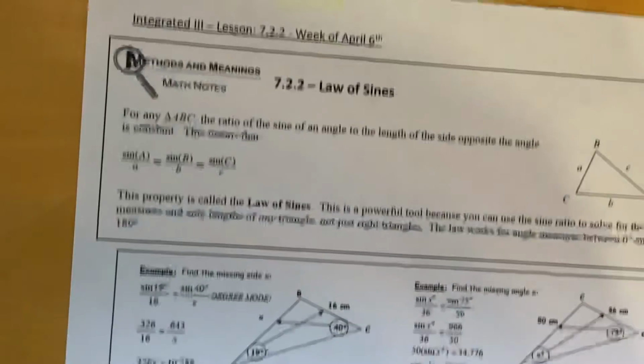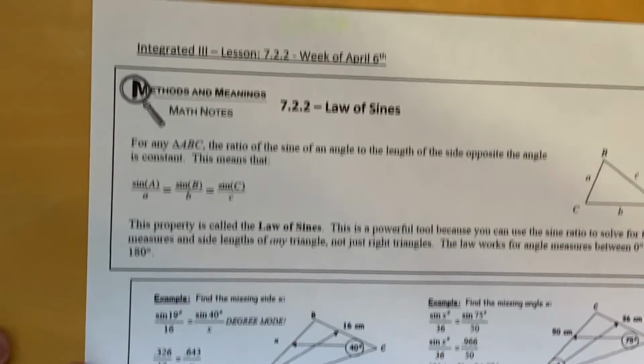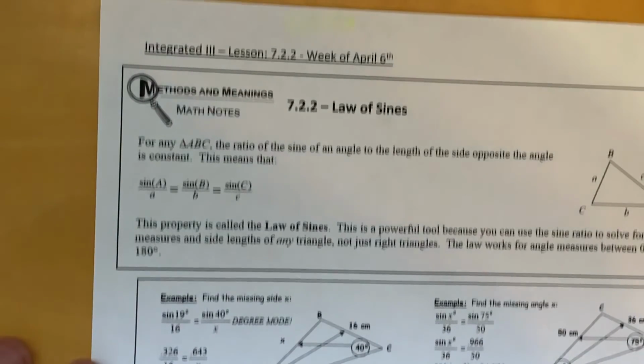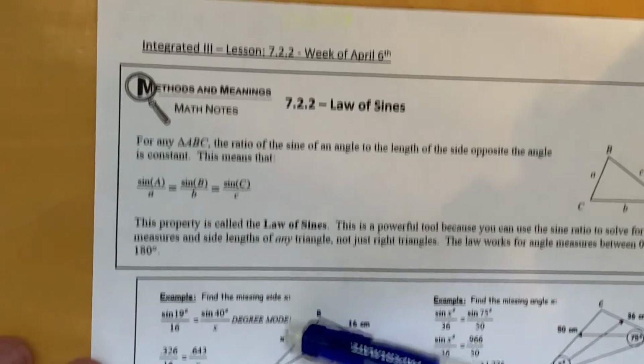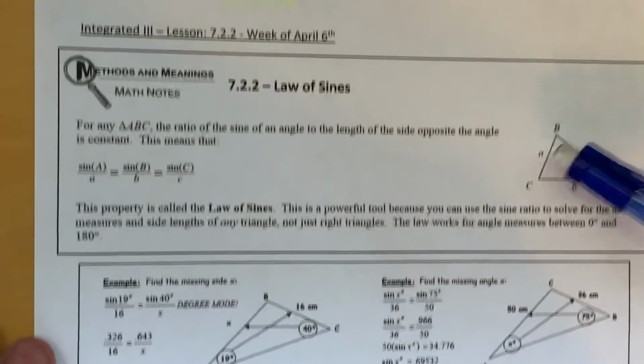Since I have finished this, let's review what we learned. We've learned how to use these ratios. We know we can't use all three of them at once to solve for any missing length, side lengths, or any of the missing angles.